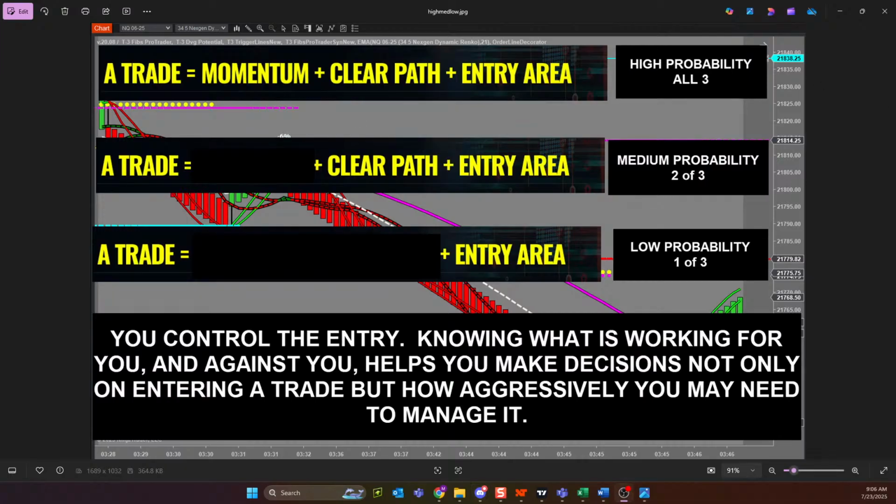Indicators line up for a trade. However, a small issue exists. Maybe the momentum is gone. Maybe the clear path isn't quite there. Maybe the entry area isn't as defined as you need it to be.